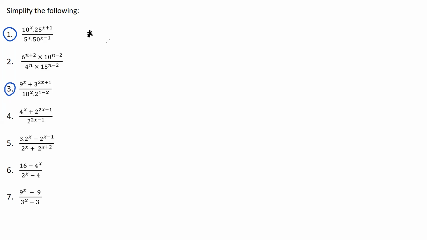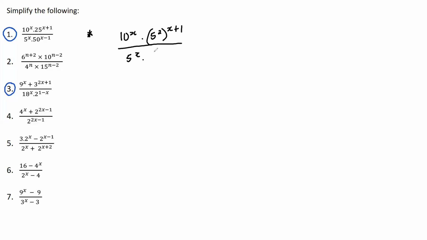Relationships are everything. Let me leave the 10 on its own, because I think it becomes a bit easier. There are many ways of doing this, by the way. I can change the 25 to 5 to the power of 2, all this to the power of x plus 1. At the bottom, I do have another 5 to the power of x.